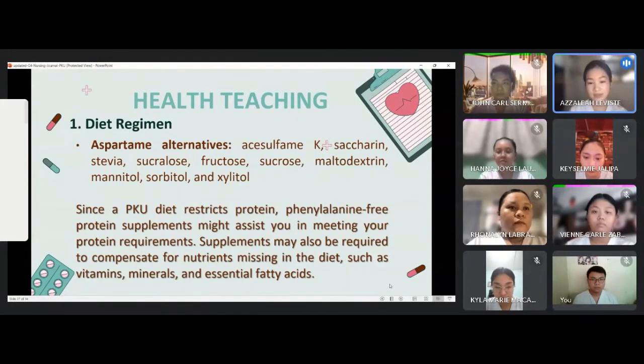So since a PKU diet restricts protein, phenylalanine-free protein supplements might assist you in meeting your protein requirements. Supplements may also be required to compensate for nutrients missing in the diet, such as vitamins, minerals, and essential fatty acids. So phenylalanine-free protein supplements may help PKU patients satisfy their protein needs. Vitamins, minerals, and essential fatty acids may be needed as dietary supplements. Next slide.